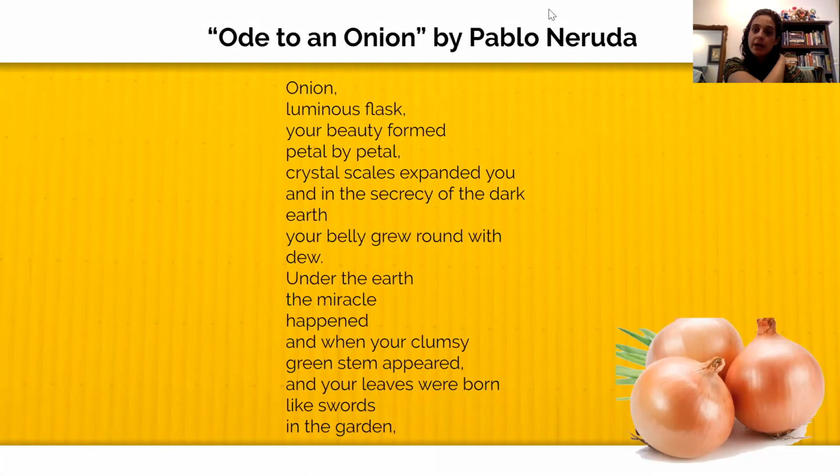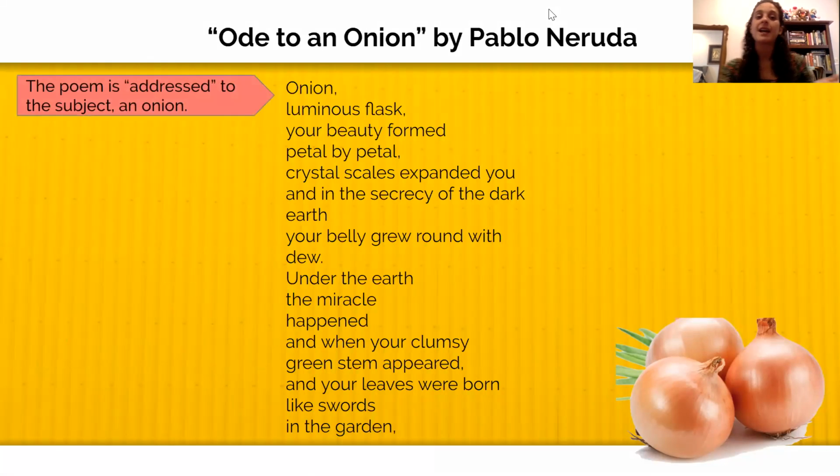So when you are reading an ode, you want to look again for comparisons and hyperbole, because you want to see how this author talks about their subject. What are they saying about the subject of the ode? So the first thing to notice is that Neruda addresses the poem to the onion. He is speaking to the onion, you onion, right? He uses the second person to talk to the onion.